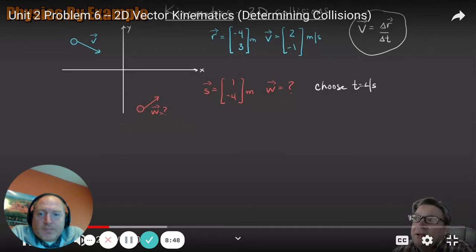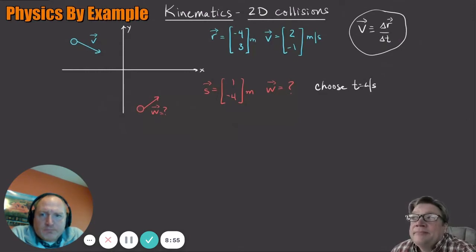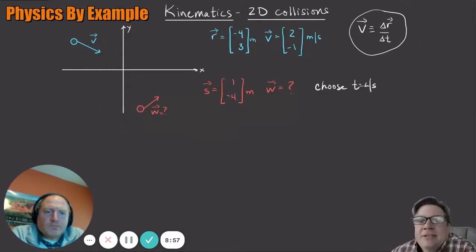Let's use V is now, the definition is that it's delta R over delta T, where R is the vector X and Y, right? So let's write this down in a little bit better form.